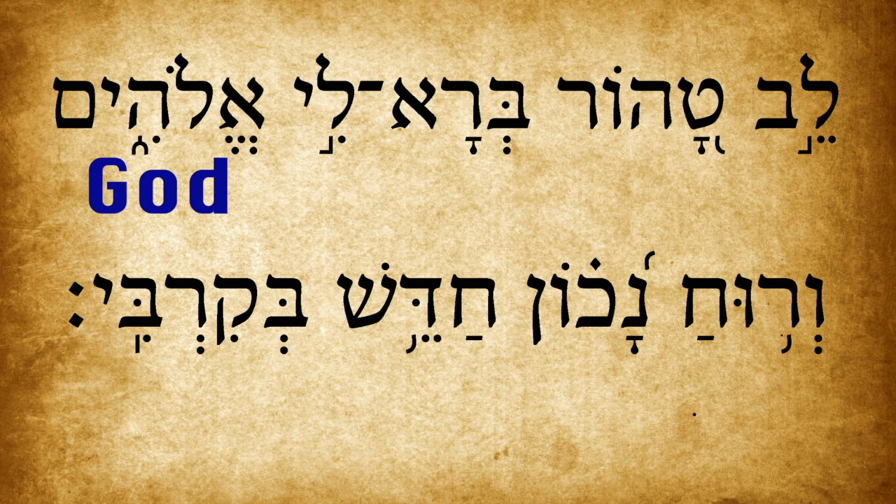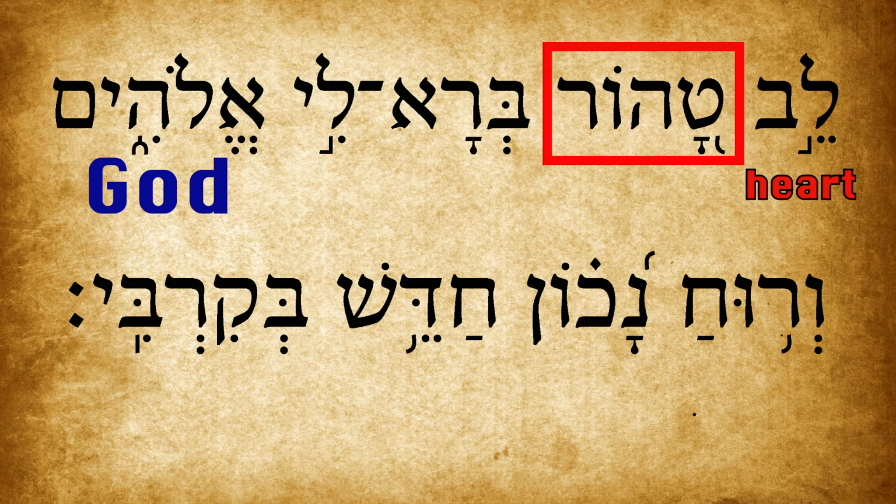So first word, lev, literally means the heart, the organ, the blood pump, the thump-thump. But the problem with translating that word heart is in English we associate that word with things like emotions and feelings. Not so in the Hebrew. It has more to do with reason or thoughts than it does emotions. And it is very much associated with wisdom.